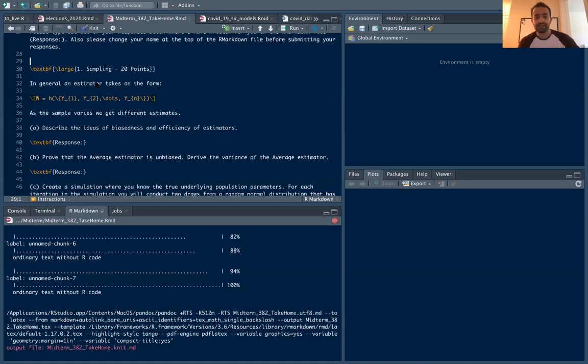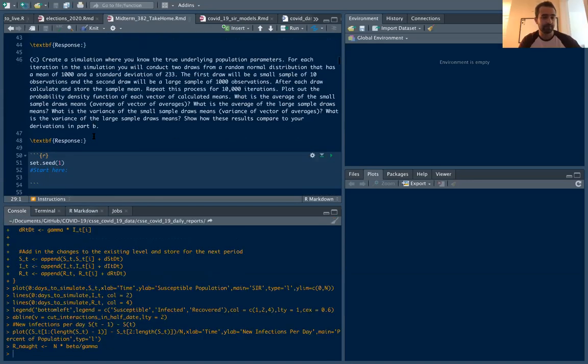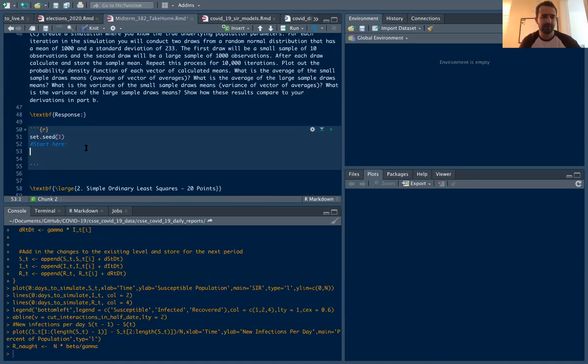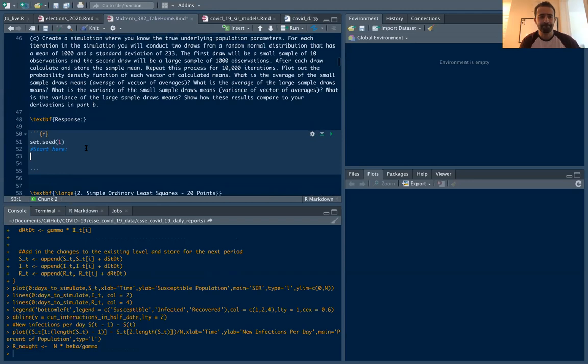Part C, I asked you guys to write a little simulation to show those two things. So we can actually do this really quickly. You can see my R Markdown file, okay? Part C: create a simulation where you know the true underlying population parameter. For each iteration of the simulation, you will conduct two draws from a random normal distribution that has a mean of 1,000 and a standard deviation of 233.